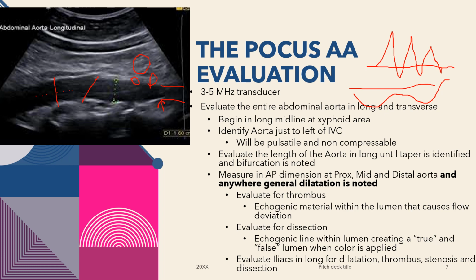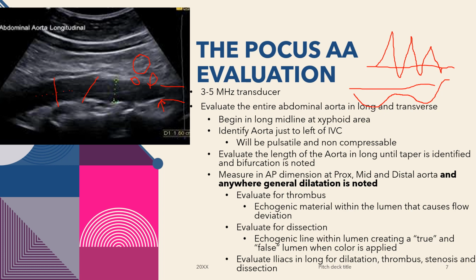So if we do find a thrombus, what you can expect to see is an echogenic material within the lumen that causes flow deviation. Now, the age of the thrombus is essential in identification. An early thrombus may be very difficult to identify because they'll have more of an anechoic appearance. So what you're really relying on there is looking for that color flow deviation.